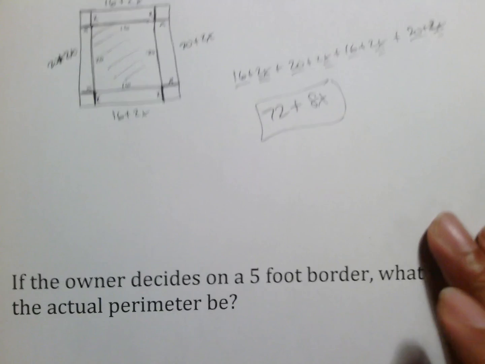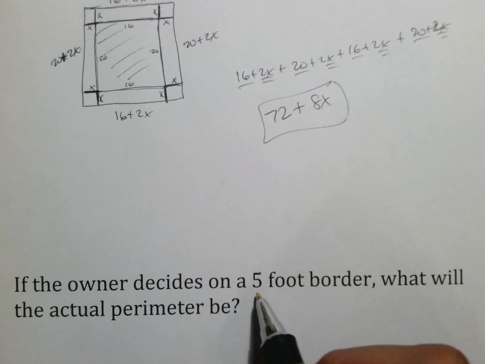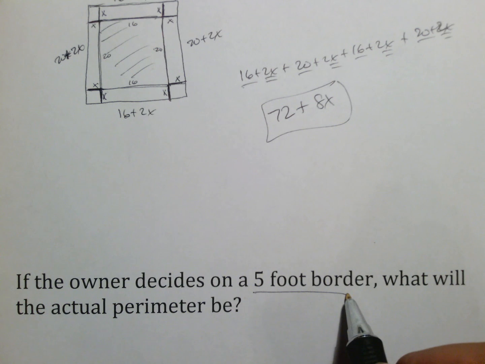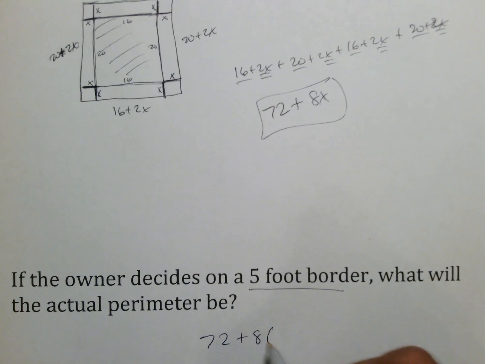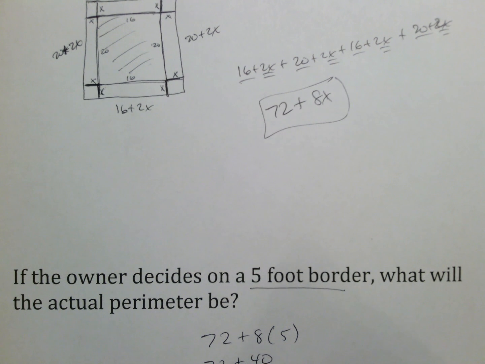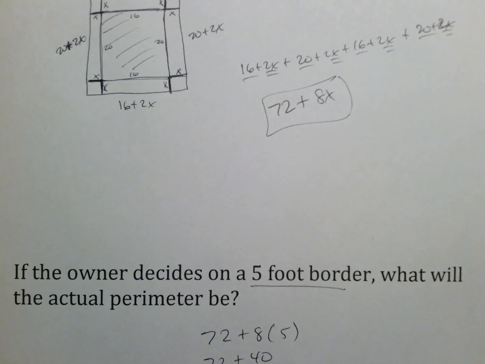The next part is just application of this. It says if the owner decides on a 5-foot border, what would the actual perimeter be? Well, all we have to do if we want a 5-foot border, remember we didn't know what the border was, is put 5 in for x. That would be take 72 plus 8 times 5, which becomes 72 plus 40, which makes your perimeter 112 feet.